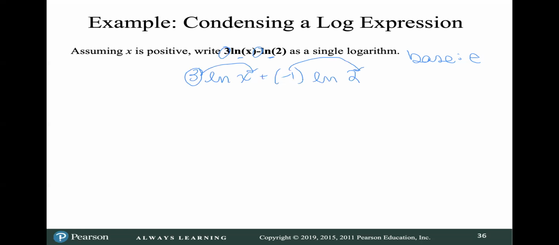The coefficient becomes the exponent, or the exponent becomes the coefficient. And therefore we now have natural log of x cubed plus the natural log of 2 to the -1. So we're using, again, that power rule.